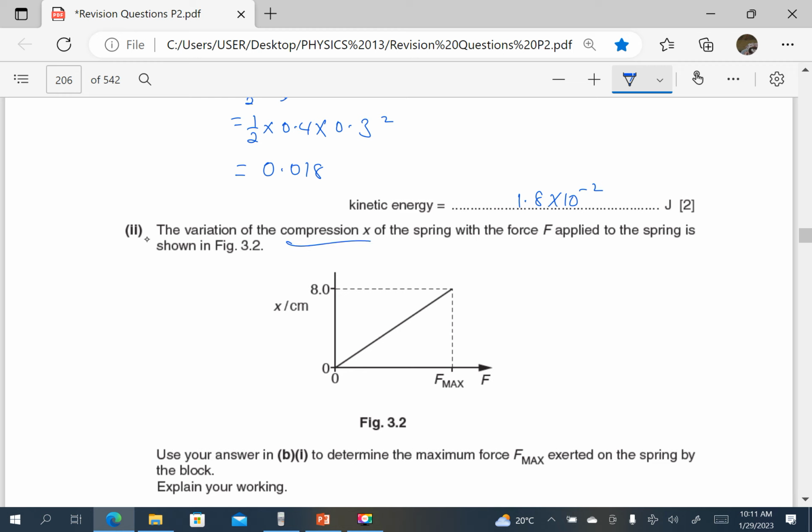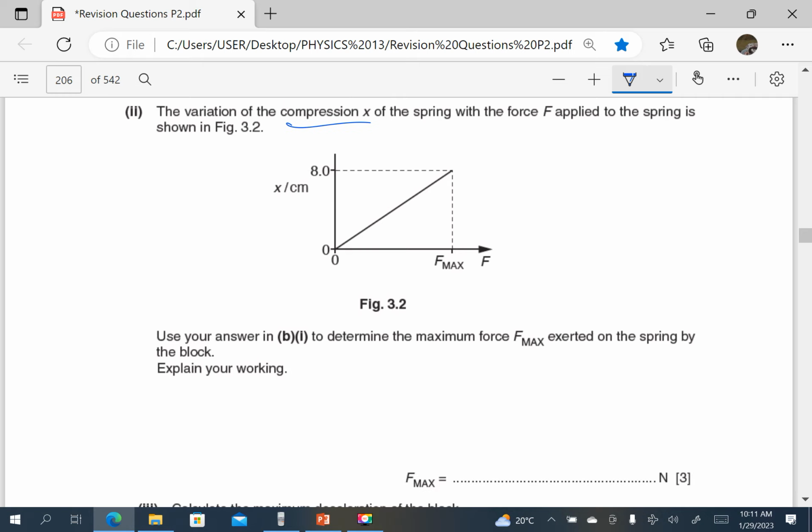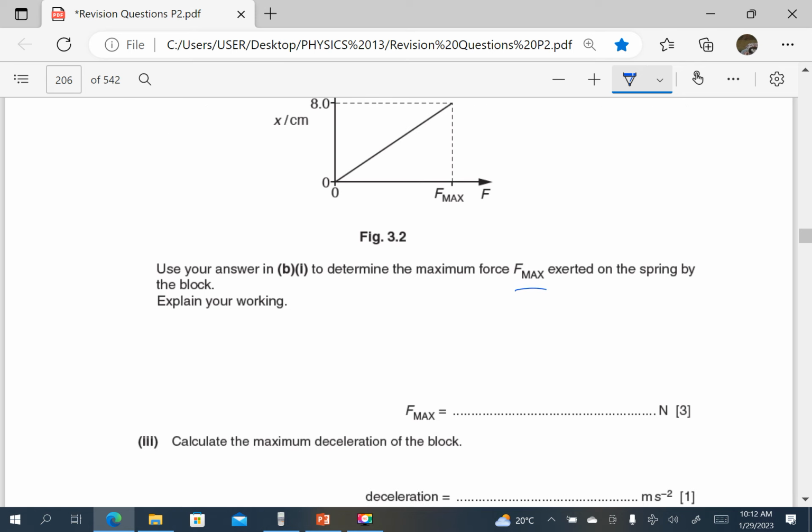The variation of the compression x of the spring with the force F applied to the spring is shown in the figure. Use your answer to determine the maximum force F max exerted on the spring by the block. Explain your working. Of course, when this block is moving, if resistance is ignored, it means the change in kinetic energy becomes the work done on the spring, which is going to be the elastic potential energy. So since they said explain your working, we shall say the change or loss in kinetic energy is going to be equal to the work done on the spring, which is going to be the elastic potential energy.